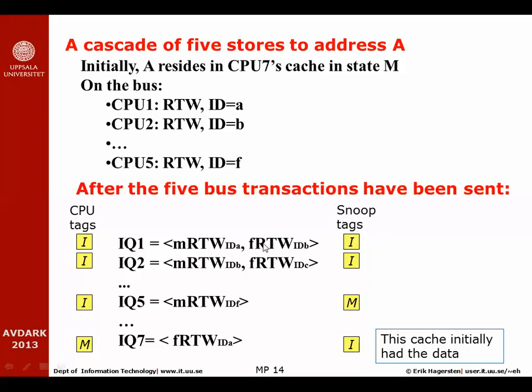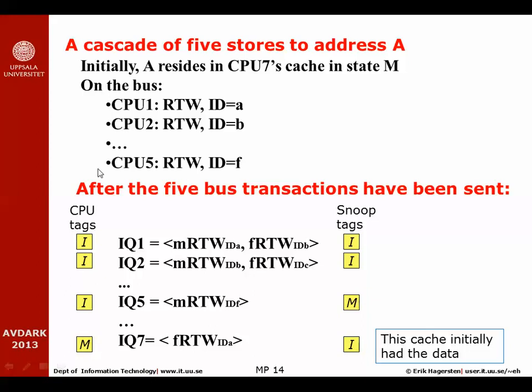That same foreign read-to-write request appears as a my read-to-write request in CPU 2's input queue. So it has seen its own transaction on the snooping bus out here, which forced it to change state to modified. But right after that, it saw a foreign read-to-write request to the same cache line, so it changed it to invalid, and so on. Going all the way down to the input queue of CPU 5, which only has its own my read-to-write request, and it has the Snoop tag state modified because it was the last one to send a read-to-write request for this cache line.